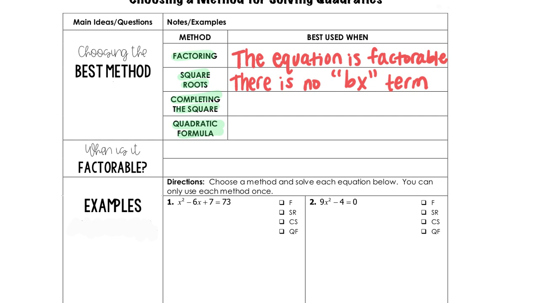So completing the square is best used when a equals 1 and when b is even. Otherwise, it's probably not the best option. And then the quadratic formula, I would say let's use in all other cases.